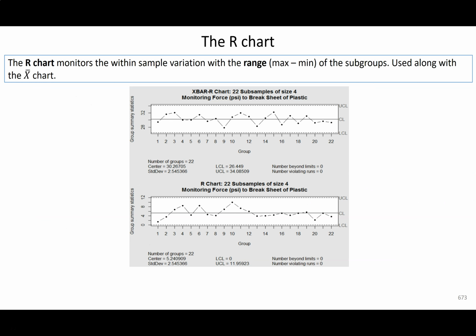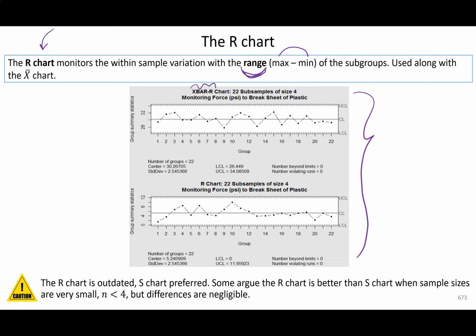So then last, definitely the least commonly used nowadays that I know of, we have the R chart. It monitors the range. So if I took these subsamples and calculated the sample range for each of them, how is that range changing? So the max minus the min of the subgroups. And they use it along with the X bar chart. So you can have an X bar R chart. Instead of using the sample standard deviation to calculate the control limits, you use R.